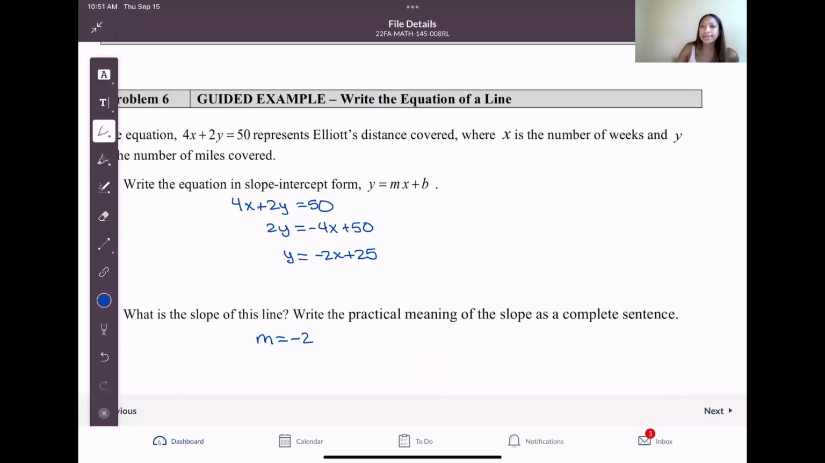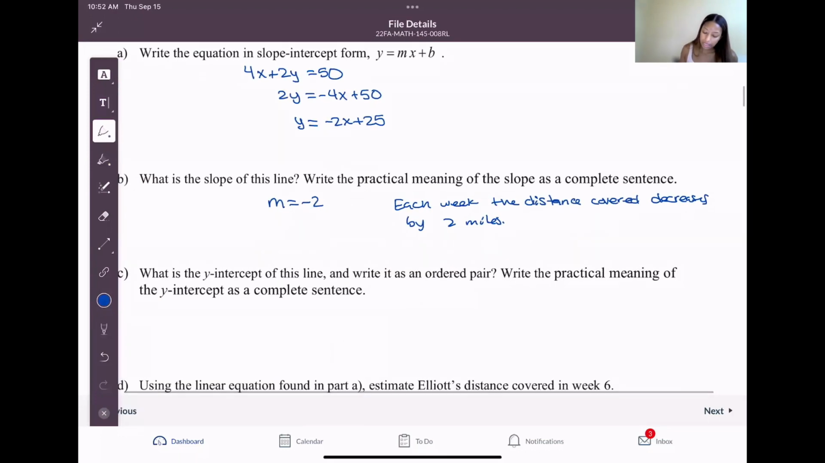That's sad. Everybody else is running more. And Elliot's like, no, I run too much already. That's the great sad. So each week, the distance covered decreases by 2 miles.